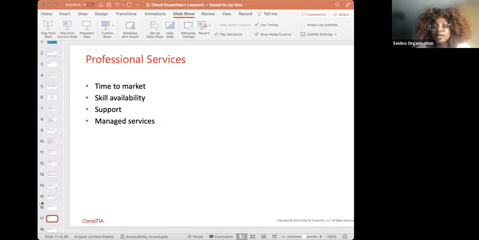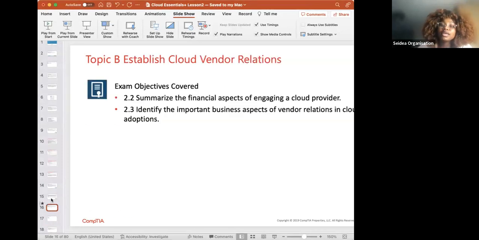For example, we talked about how well-established cloud providers have a robust security structure that companies might not be able to replicate based on the financial cost tied to that. And then we also have support, and managed services, and how do all of these things play? Now, going back to the previous slide, when we are thinking about the financial aspects of engaging a cloud provider, I would say that we need to think about 6 things.